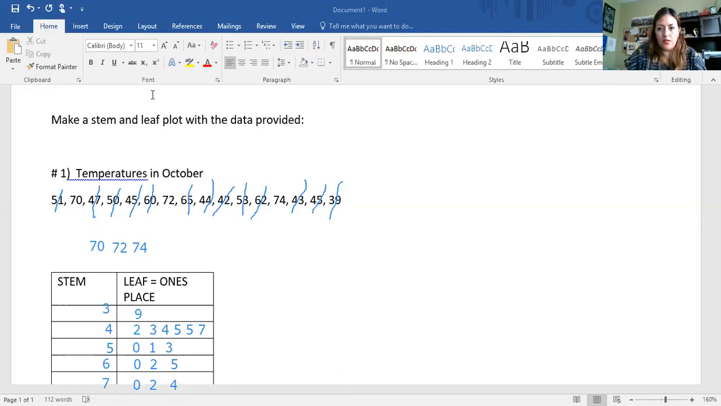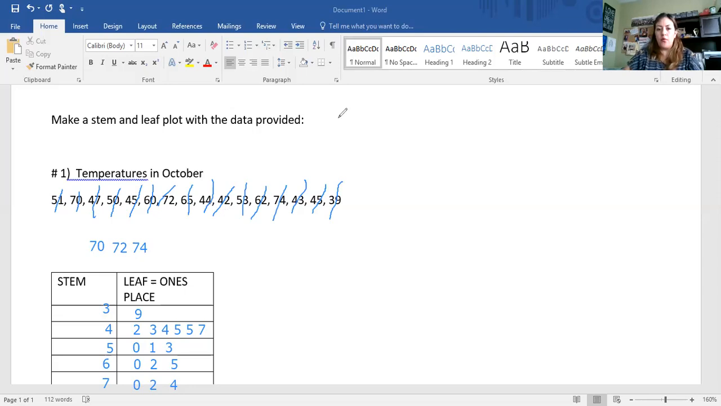So I'm done using those. If you don't want to cross them out, you don't have to. Do the strategies that work best for you, okay? I kind of like to cross them out myself. There goes the 70, the 72, and the 74. And then I'll just double check. Have I used all my numbers? Yes, so boys and girls, I'm done. This is how your stem and leaf plot would look. See, you already added all of your numbers using the stem and leaf plot.